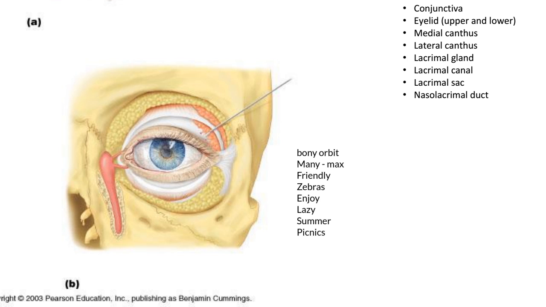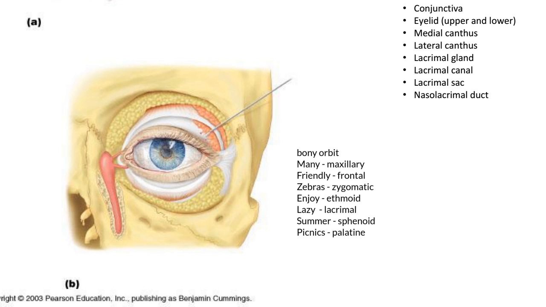And if you think back to facial bones and such, right? Many is going to be our maxillary. Friendly would be that frontal bone. Zebras would be the zygomatic. Enjoy would be the ethmoid bone. Lazy would be the lacrimal bone. Summer would be that sphenoid bone, the one that's shaped like a butterfly, kind of on the inside. And picnics would be the palatine bone on the bottom.